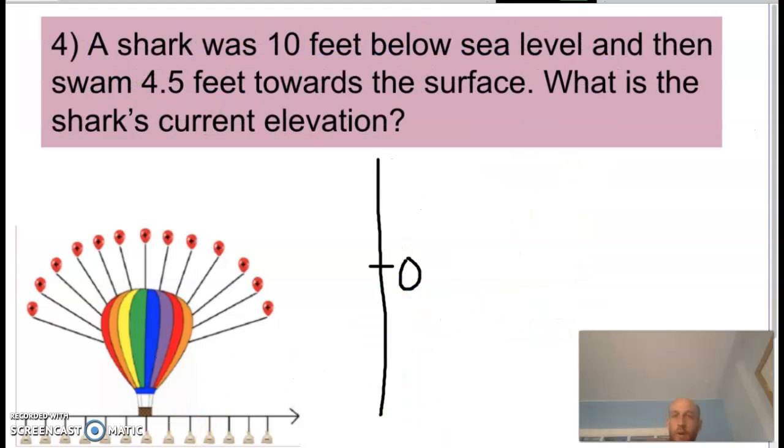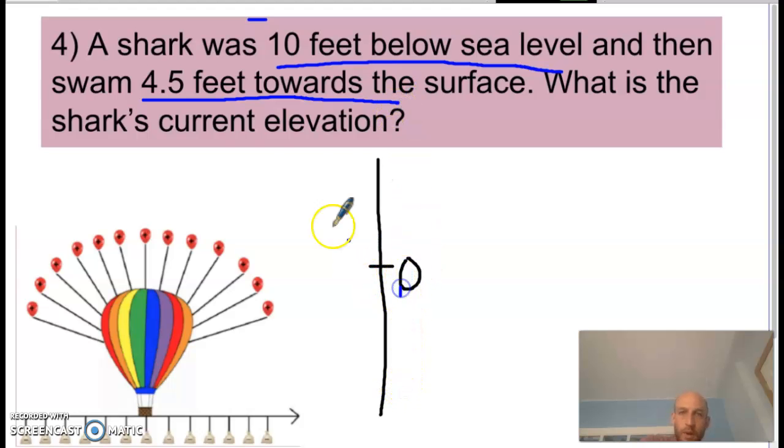Okay, so for number 4, I want you to try this one on your own. Pause me. When you're done, push play to check your answer. Okay, shark was 10 feet below sea level. So we are talking about below the ocean, which is negative, and then swam 4.5 feet towards the surface. So the surface is at 0. So if we're swimming towards the surface, we are going up or adding. Okay, so let's put -10 down here.